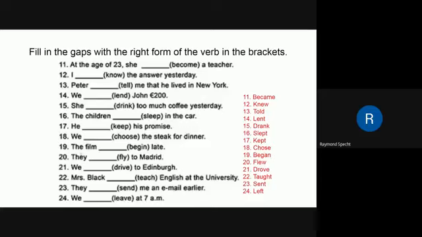They blank to Madrid. Flew. We blank to Edinburgh. Drove. Mrs. Black blank English at the university. Taught. They blank me an email earlier. Sent. We blank at 7 a.m. Left. All right. Next up, we're going to do our quiz to test our knowledge for the grammar.